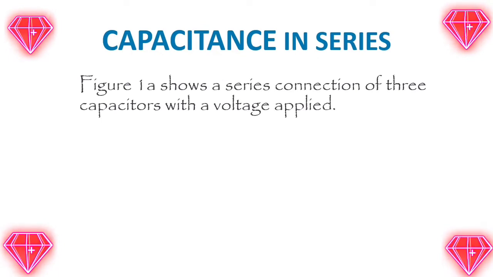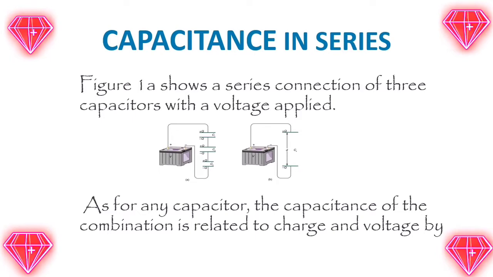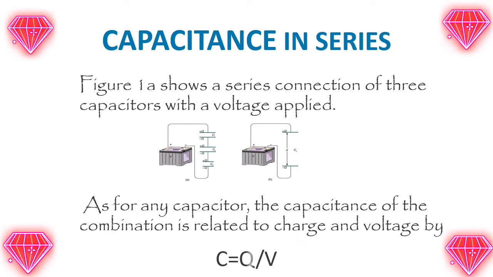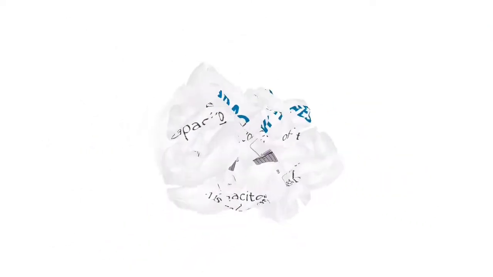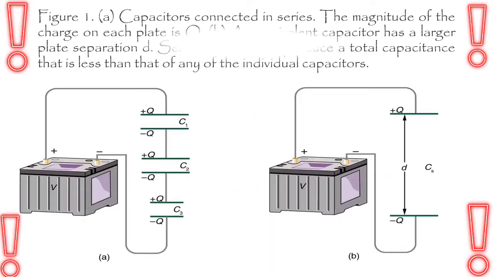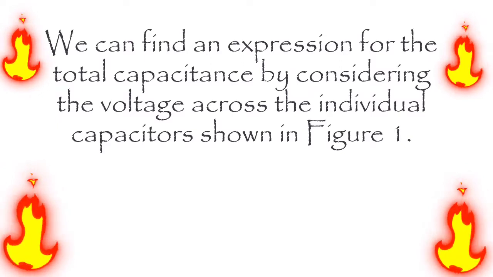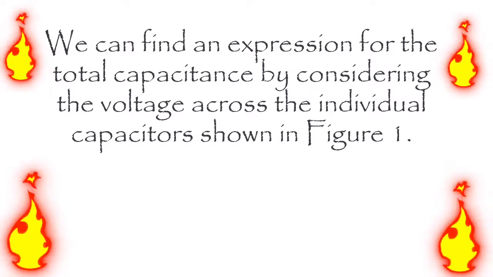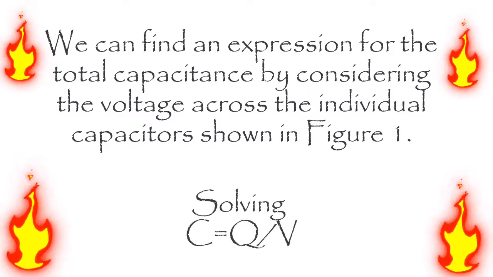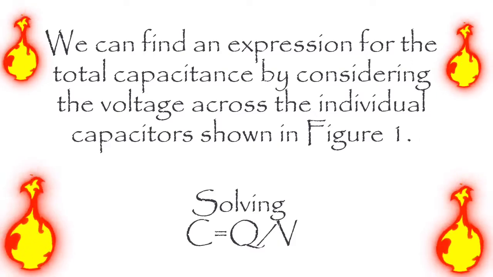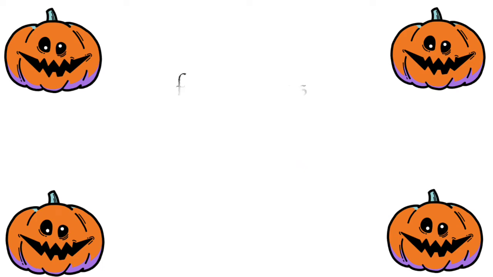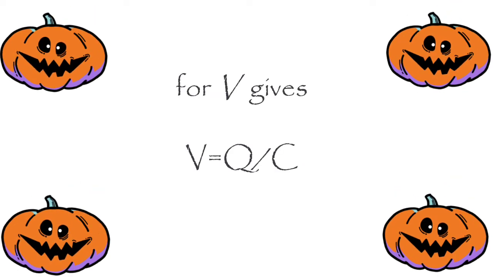So figure 1 shows a series connection of 3 capacitors with a voltage applied. As for any capacitor, the capacitance of the combination is related to charge and voltage by C equals Q divided by V. So we can find an expression for the total capacitance by considering the voltage across the individual capacitors shown in figure 1. Solving C equals Q divided by V for V gives voltage equals Q divided by C.